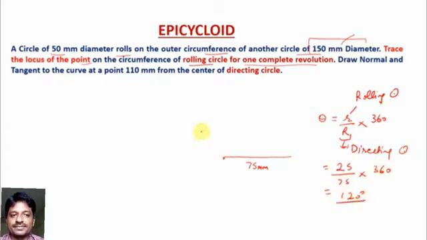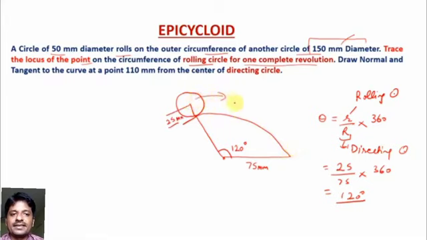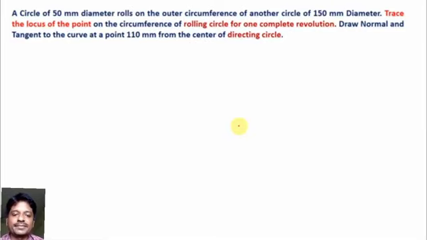Now from this point, make a line of 75 mm at an angle of 120 degree. After that, to make the rolling circle, the circle radius is 25 mm, and it rolls over the directing circle. Basically, the circle rolls over the directing circle, so that's why it is called the rolling circle. Okay students, let's go into the question. Let's draw the question properly.